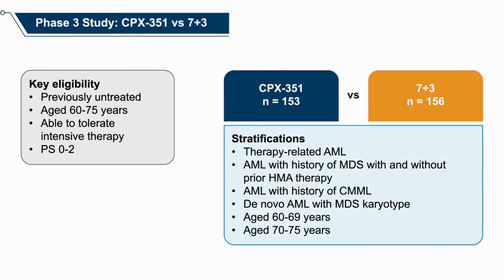And they were further stratified based on therapy-related disease, AML with history of MDS, with or without prior HMA or hypomethylating agent therapy, AML with history of chronic myelomonocytic leukemia, de novo AML with myelodysplasia-defining karyotypes, and then the patients were also stratified into 2 age groups, those that were between 60 to 69 and those between 70 to 75.